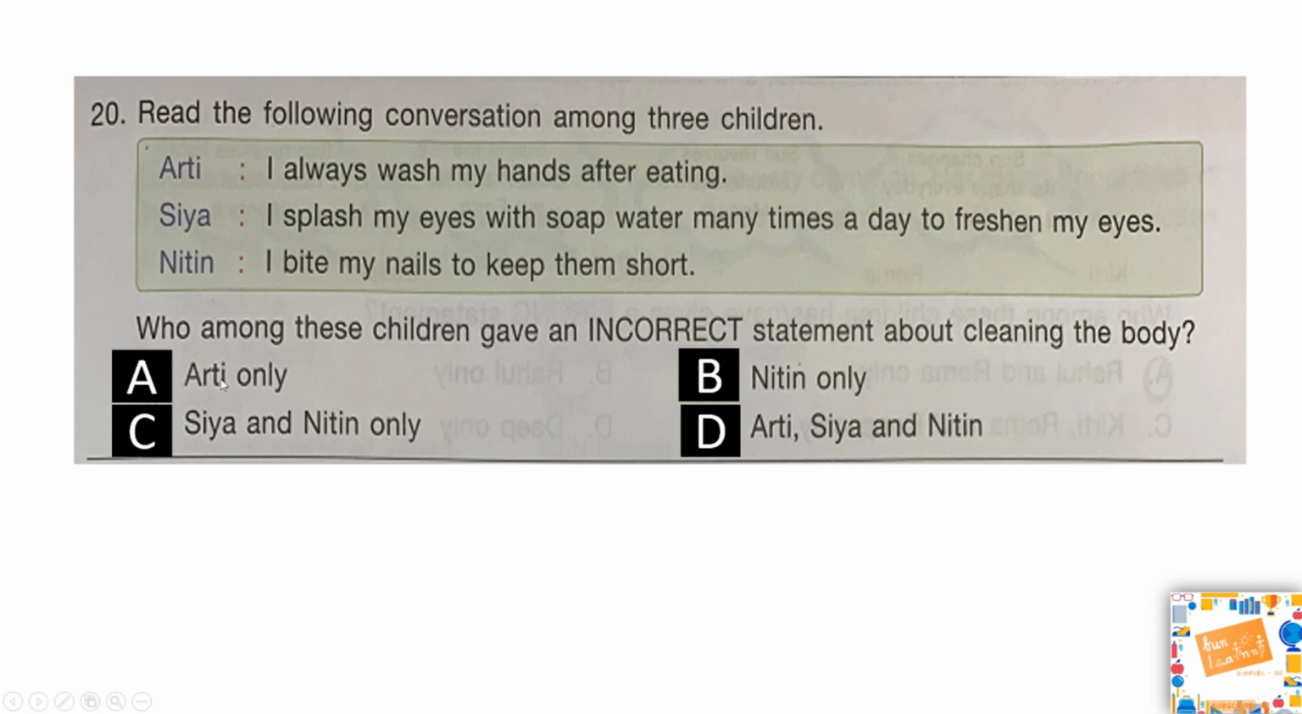Is it option A, Aarti only? Is it option B, Nitin only? C, Sia and Nitin only? Or D, Aarti, Sia and Nitin? Give it a thought and choose your right answer. Well, the right answer here is option C. Both Sia and Nitin are doing wrong things about cleaning the body.